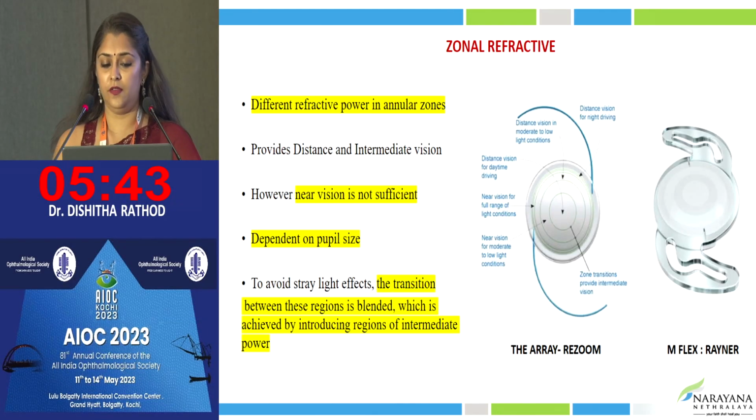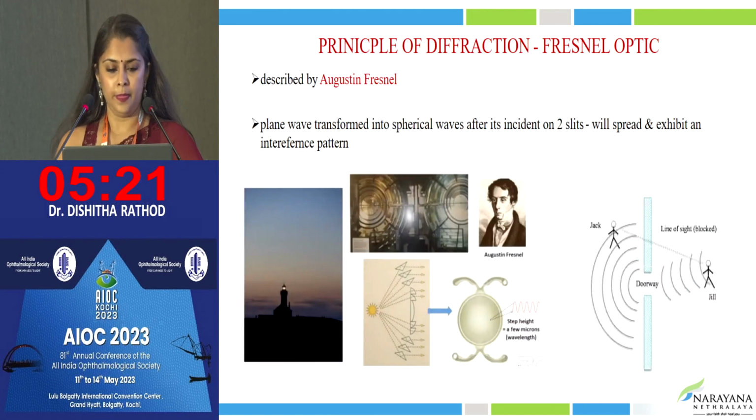So the zonal refractive IOLs have different refractive power zones in the annular zones. While they provide good distance and intermediate vision, near vision is not sufficient. It is pupil dependent and the transition between these regions is blended. So the commercially available IOLs of this category are the Array Rezoom and the M-Flex from Rayner.